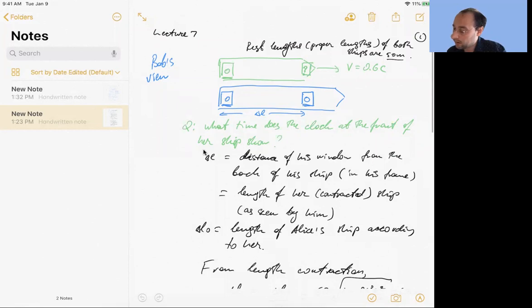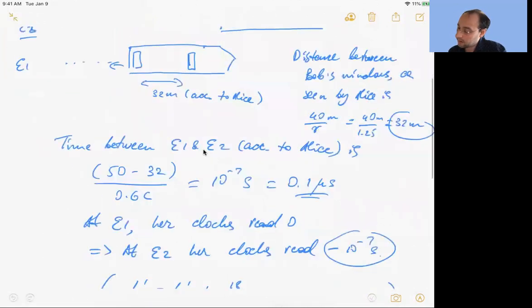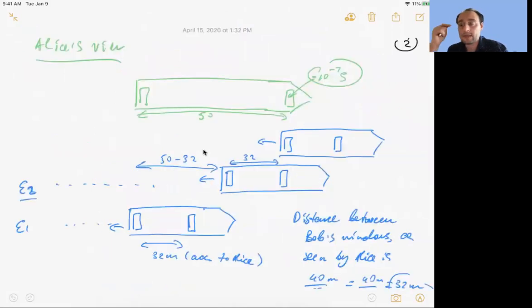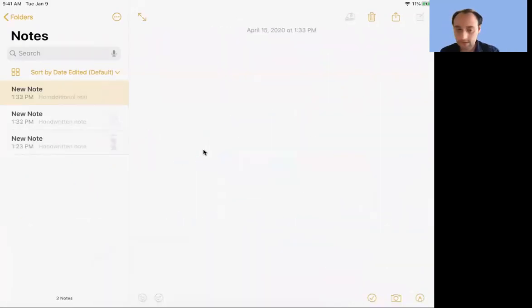Notice a few things. We had to really use a combination of the two effects, length contraction and time dilation. This is neither directly a length contraction problem, nor directly a time dilation problem. And we will see later that there's a more advanced technique that allows us to solve everything in one shot. Okay? Point number two that I want to make.